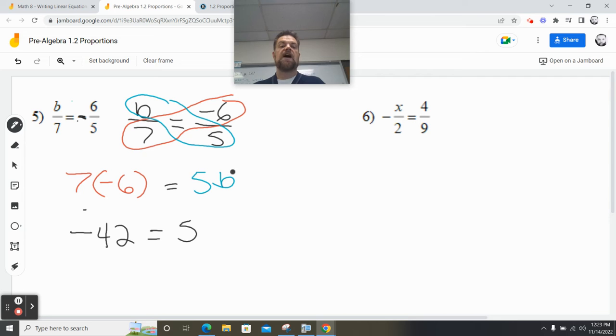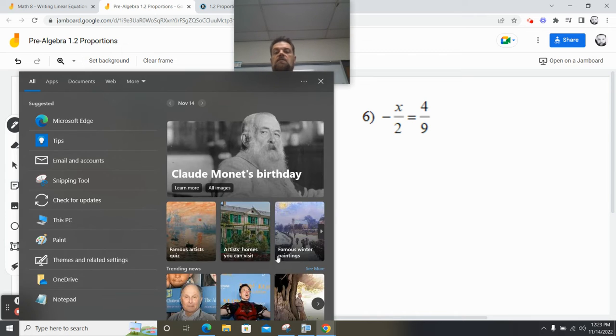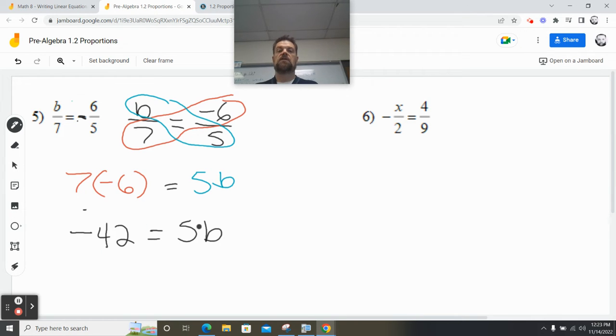5 times b. Now, what do I do to get rid of the 5? What do I do to get rid of that 5? Yeah, I want to move it to the other side. What's the 5 doing to the letter B? No. What does this mean? What does this mean? So what's the opposite of multiplication? So I'm going to divide both sides by 5.